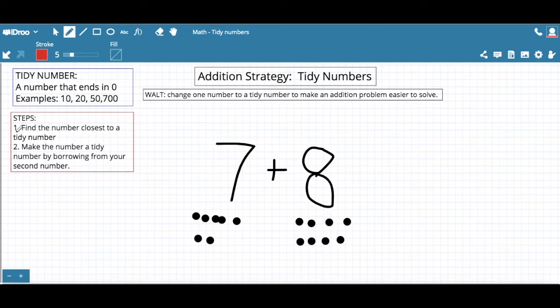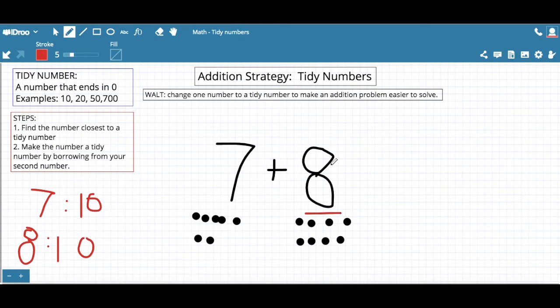So my first step, step 1 over here, is to find the number that is closest to a tidy number. If I compare, I've got 7, I've got 8. For 7, the closest tidy number would be 10. For 8, the closest tidy number would also be 10. So therefore, which one's closer? This is my number that's closest to my tidy number.